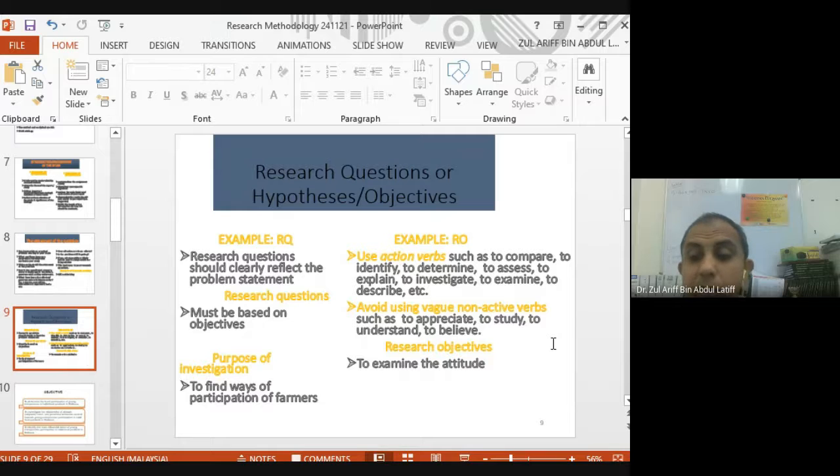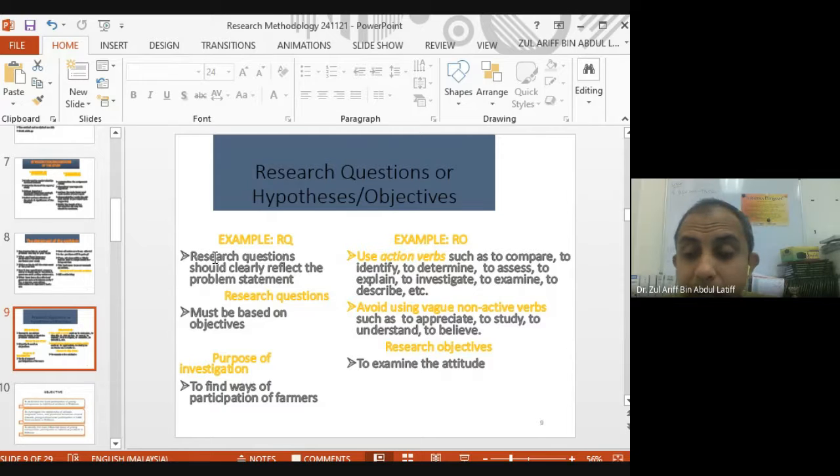And it is based on objectives, as I said earlier, and to find ways of, this is an example, to find ways of participation of farmers. How we want to analyze the issues of farmers participating in technology. Currently, my FYP students are doing research pertaining to IoT, the Internet of Things. How can farmers themselves participate in IoT in their farms? Are they positive, friendly users, or are they negative users? Are they more willing or are they reluctant to use it?